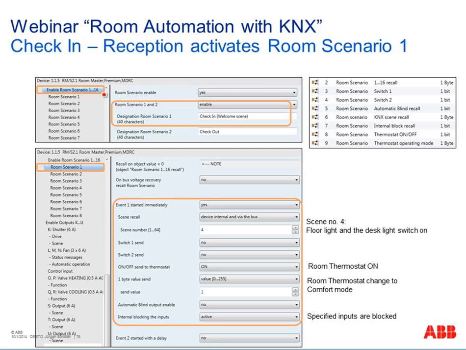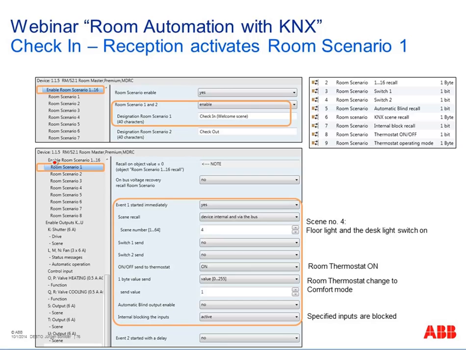Here a small view on our ETS parameter, how to set the parameters by using these scenarios. You will see it is not very complicated. At first, we go to the menu, enable our room scenarios 1 to 16. You click on the button, yes, I want to use, for example, my room scenario number 1. You can write here a short description. My room scenario number 1 is, for example, my check-in or my welcome scene. Only for your information, maximum 40 characters.